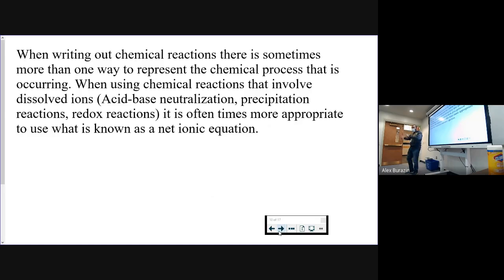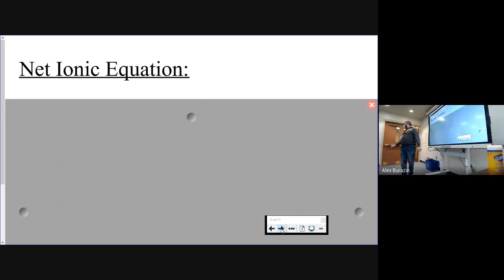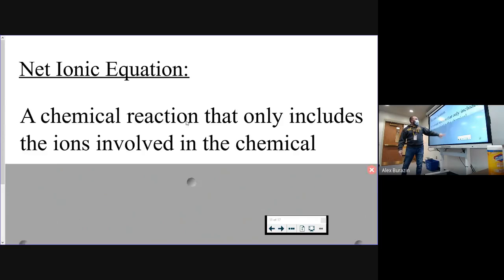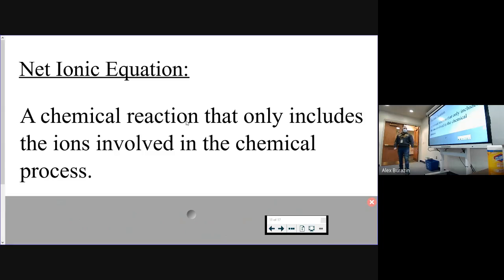So more often than not, and what AP really likes you guys to do, if you can, is write a net ionic equation instead of a normal equation. We're going to go through the process of how that looks and what that difference is soon. A net ionic equation is a chemical reaction that only includes the ions involved in the chemical process. In other words, any ions that don't actually change, or don't actually do anything in the chemical process, are crossed off or ignored when we write out the reaction.